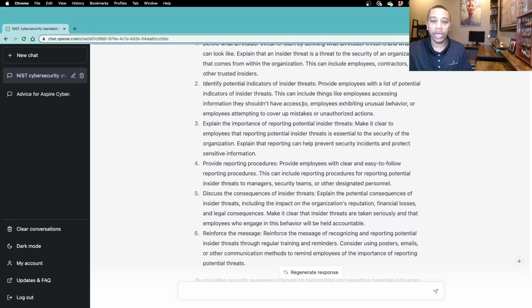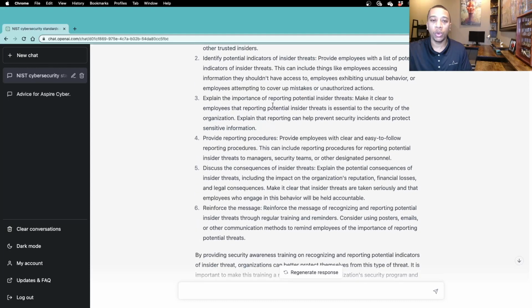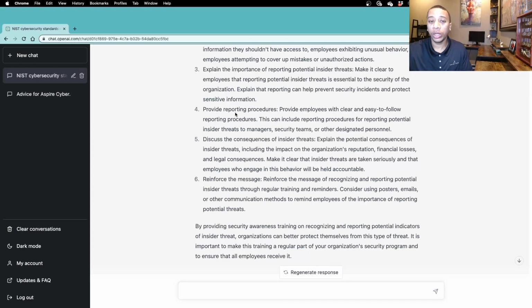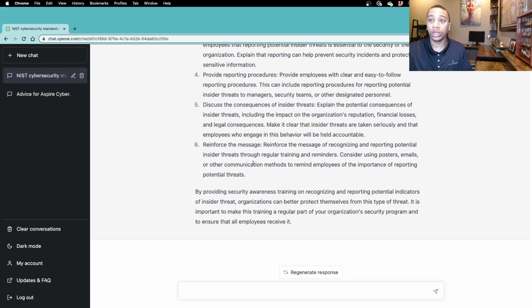It's going to identify the potential indicators of insider threat, and explain the importance of reporting insider threats, so make sure that employees feel comfortable knowing that if you see something, say something. Better safe than sorry. You don't want employees feeling like they'll get in trouble if they report some indicators of insider threats or just some unauthorized activities that they witness employees or contractors performing. You want to have that culture where it's better to say something, and then clearly document what the reporting procedures are. Who do they report this information to? And then also discussing the potential legal consequences for someone who is performing unauthorized activities. Then just continue to reinforce that message, continuous awareness training.